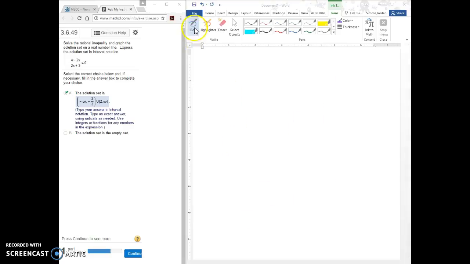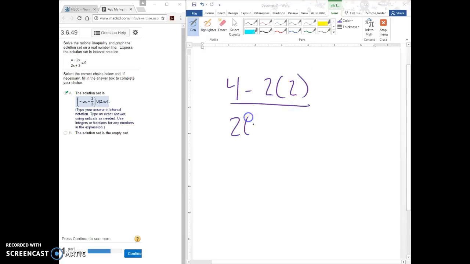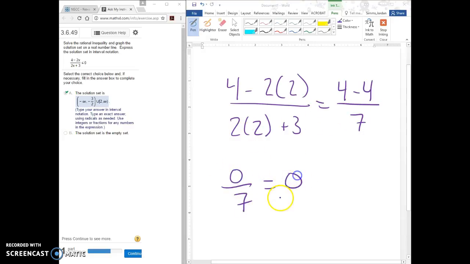Okay? Now let's do the same thing with 2. I have 4 take away 2 times 2, that's going to be over 2 times 2 plus 3. So on the top now we're going to have 4 minus 4, over 4 plus 3 is 7. We're going to have 0 over 7, which just equals 0.